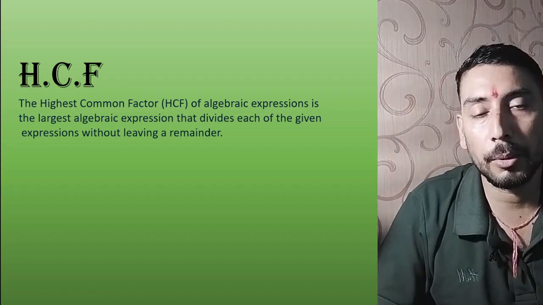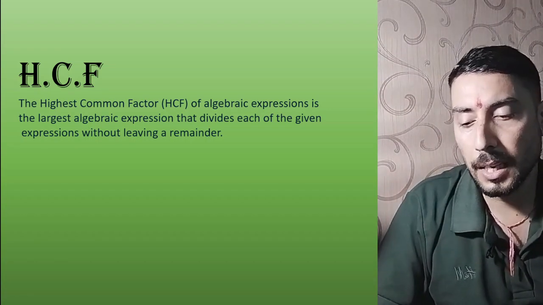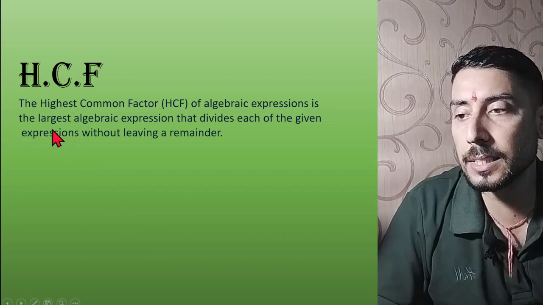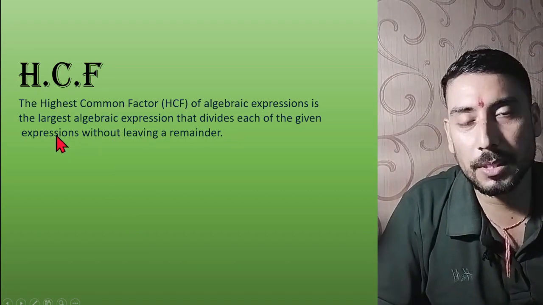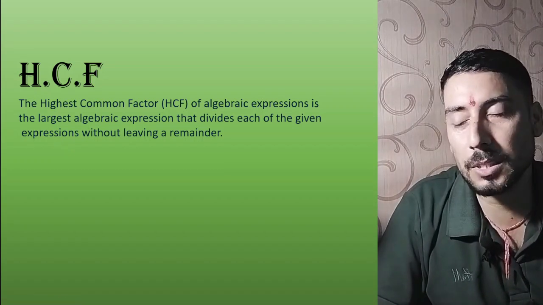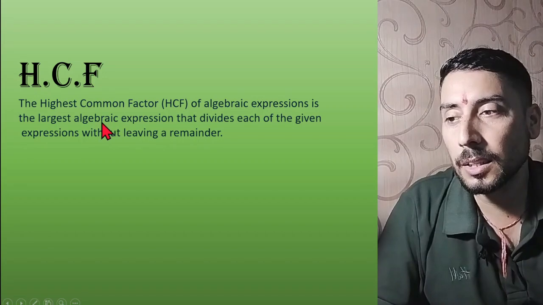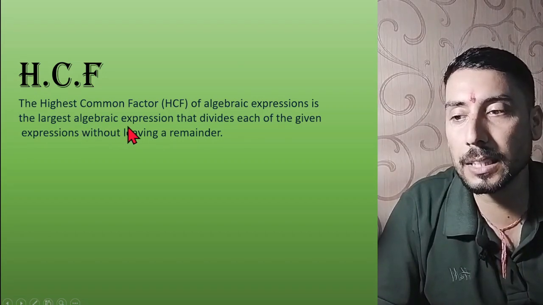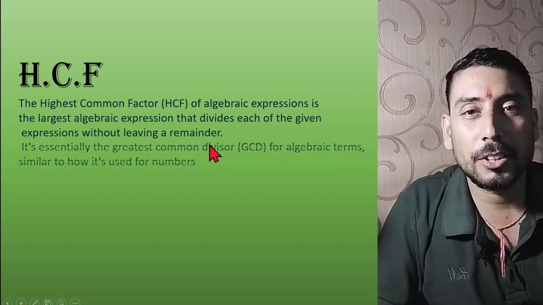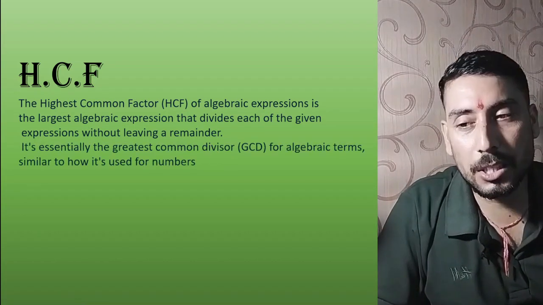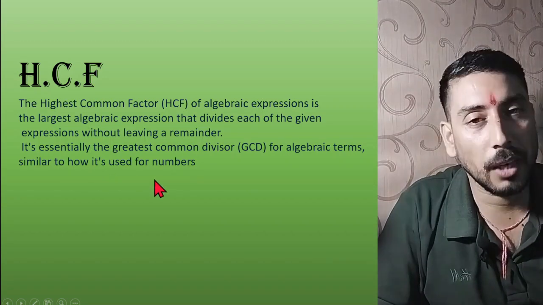in the numbers, for the numbers. Here we are going to learn for the algebraic expressions, and that is the largest algebraic expression that divides each of the given expressions. That means a number of expressions may be provided to us, and for those expressions we need to find out the largest expression which will divide them without leaving a remainder, and it is also known as greatest common divisor, also similar to how it is used for our numbers.